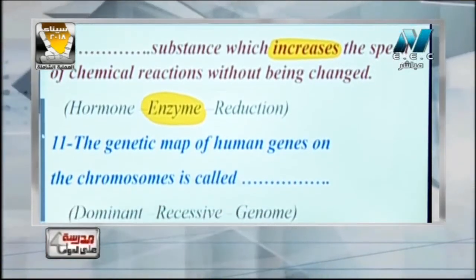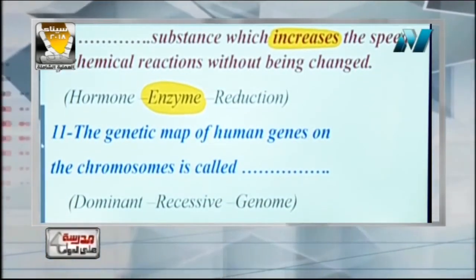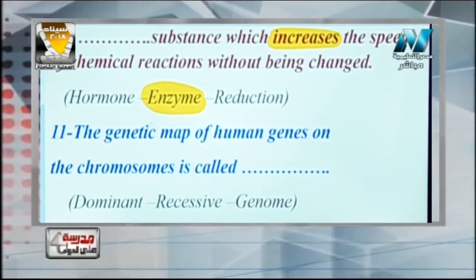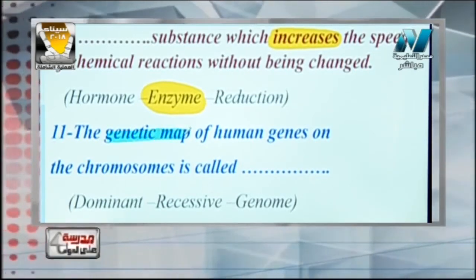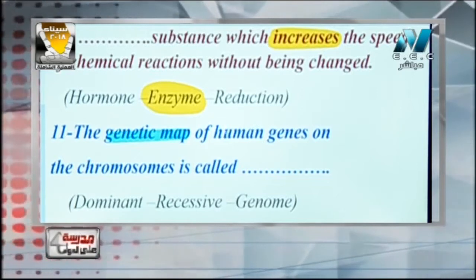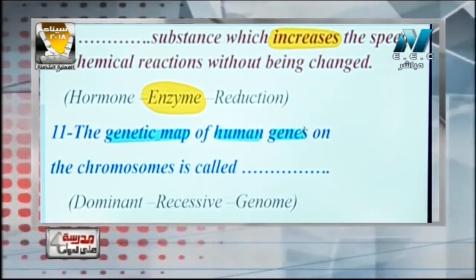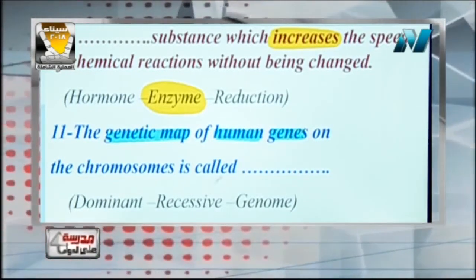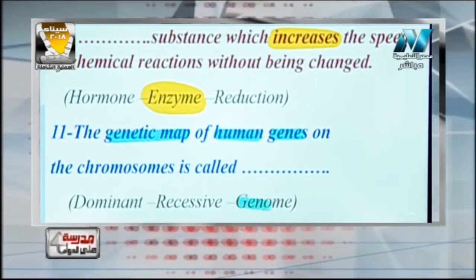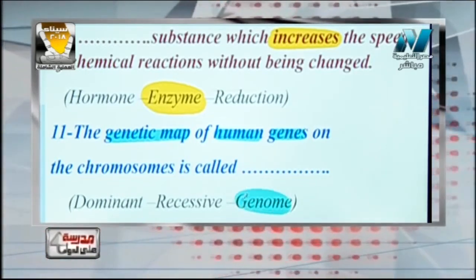The genetic map of human genes on the chromosomes is called what? We talk about the genetic map of human genes. Of course, the genes on chromosomes is called what? It's called genome.